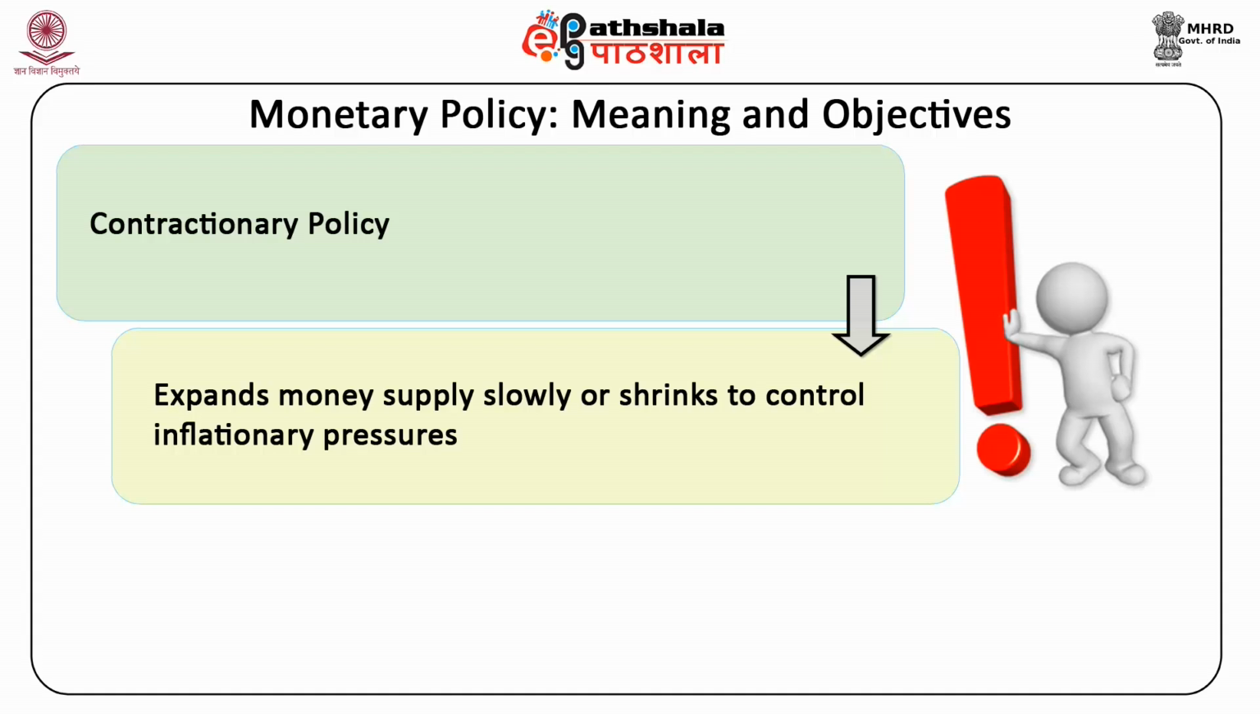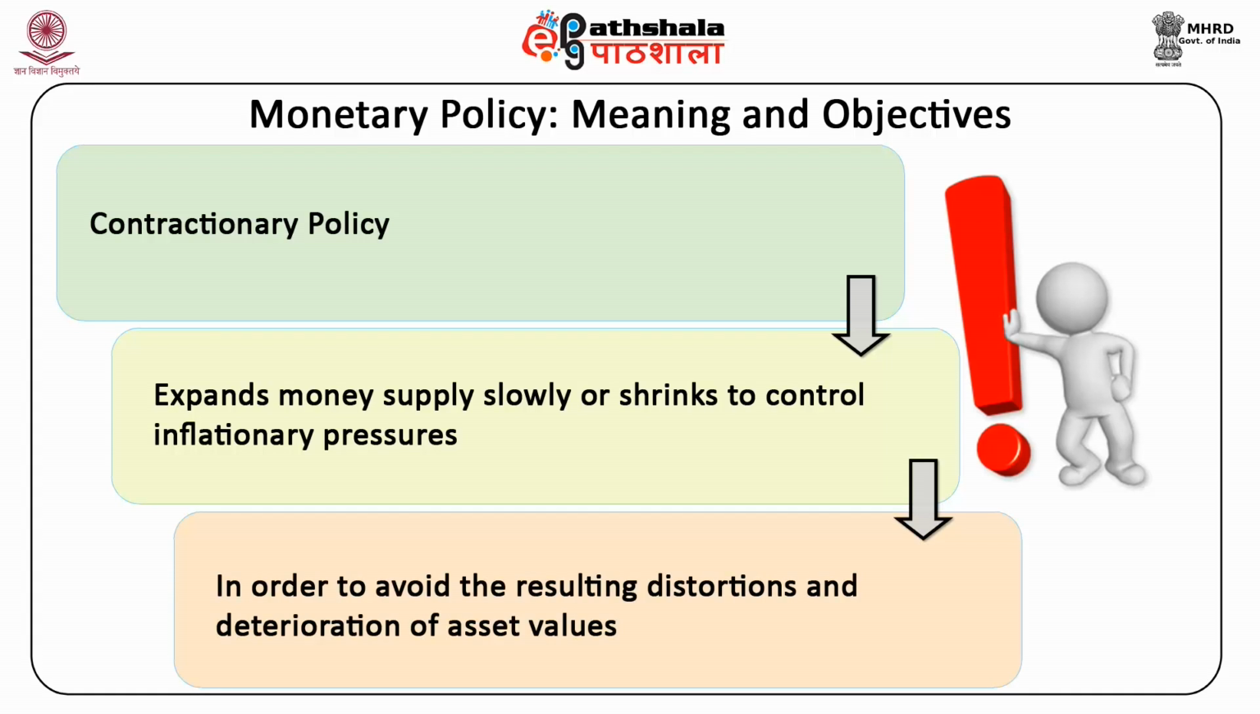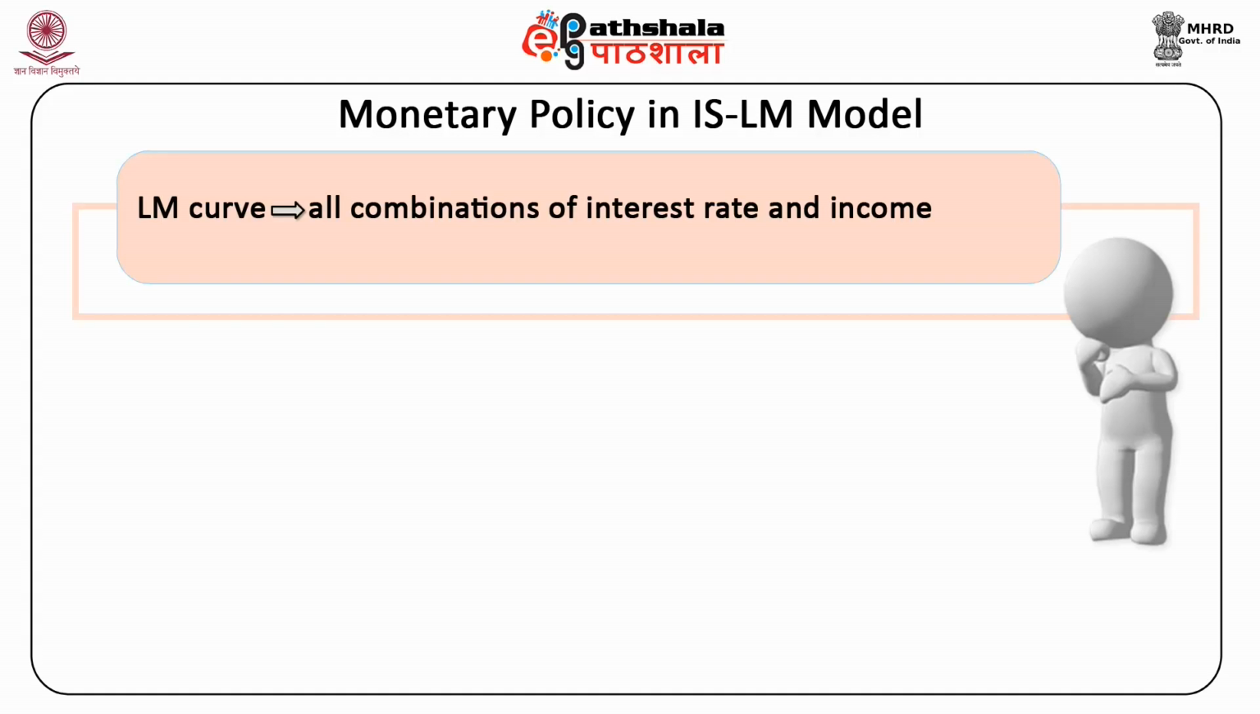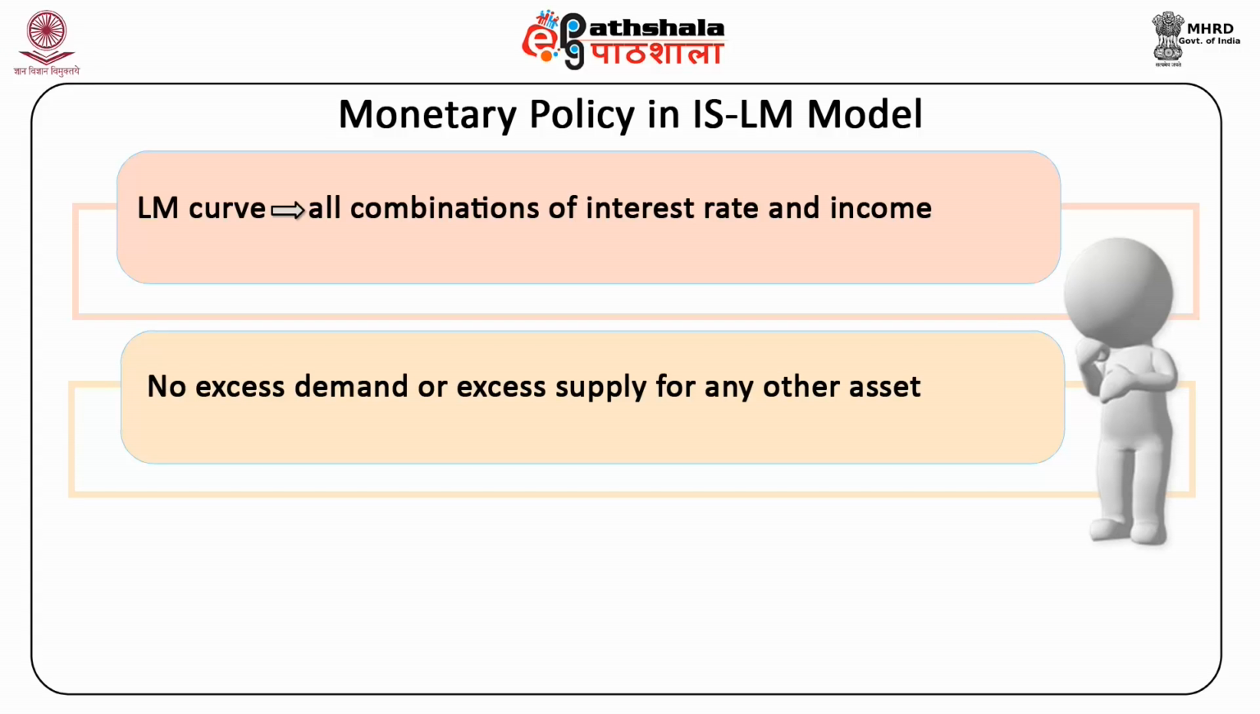So, it is intended to slow down the inflation in order to avoid the resulting distortions and deterioration of asset values. Now, let us see the effect of monetary policy in the ISLM model. The LM curve shows all combinations of interest rate and income such that people hold the desired portfolio and there is no excess demand or excess supply for any other asset.